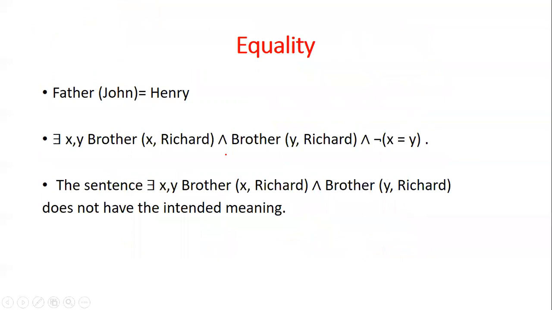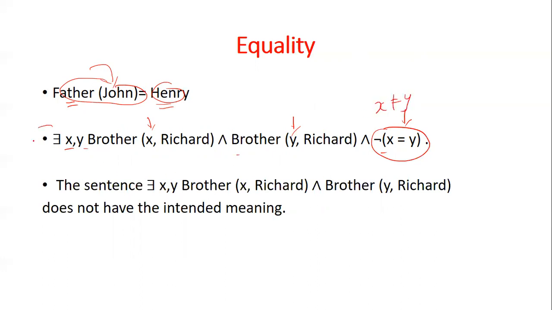Fine. Next, we'll be discussing equality. So here father is a function, and father of John represents Henry. So father of John is equivalent to Henry. That's it. There exists x, y such that x is brother of Richard and y is also brother of Richard and x is not equal to y. So basically not (x equal to y) means that x is not equal to y.